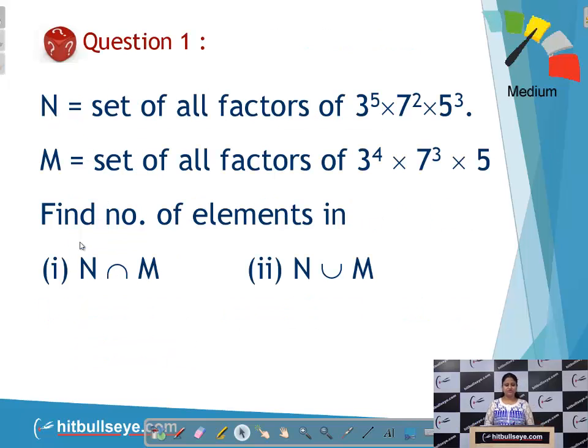This is the very first question. N is the set of all factors of 3 raised to power 5 into 7 square into 5 cube. M is the set of all factors of 3 raised to power 4 into 7 cube into 5 raised to power 1. We want to find the number of elements in N intersection M, and the second part is N union M.